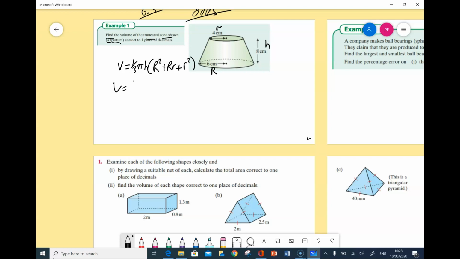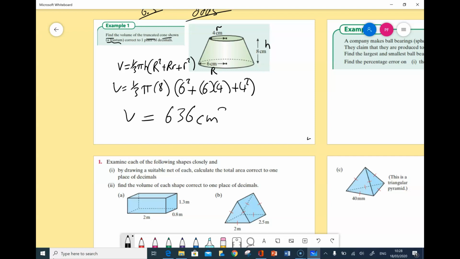Okay, so volume equals 1/3 pi, h is 8, big R is 6, small r is 4. And all that goes into our calculator, and we get 636, and it is centimeters, and it's volume, so it is cubed.